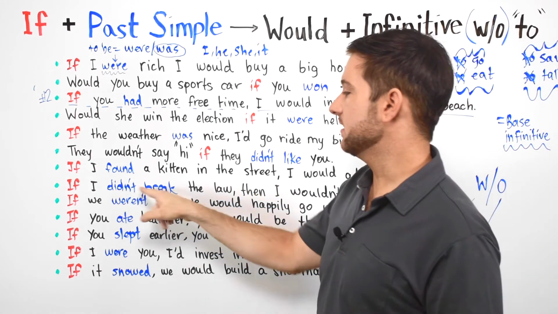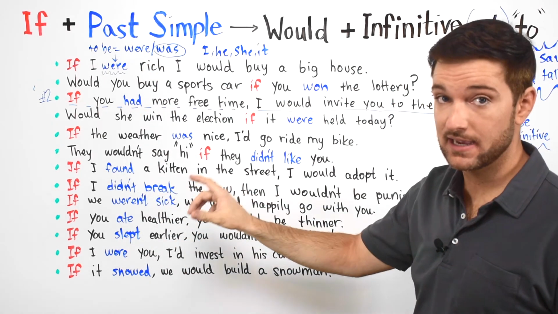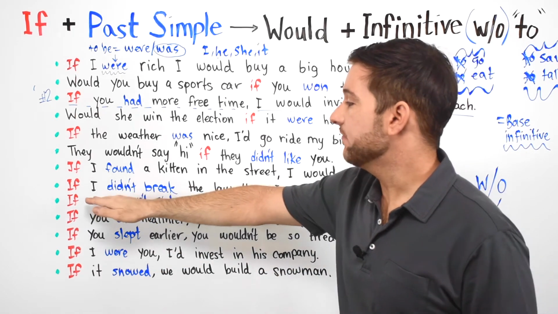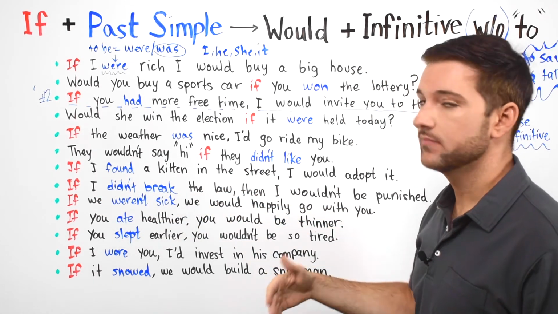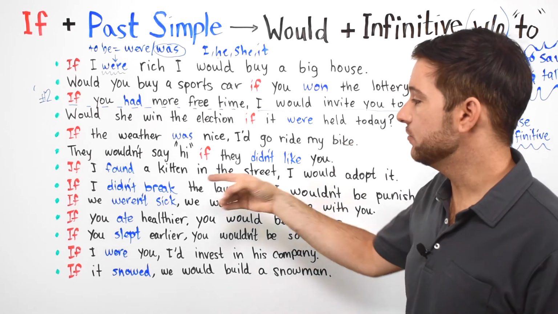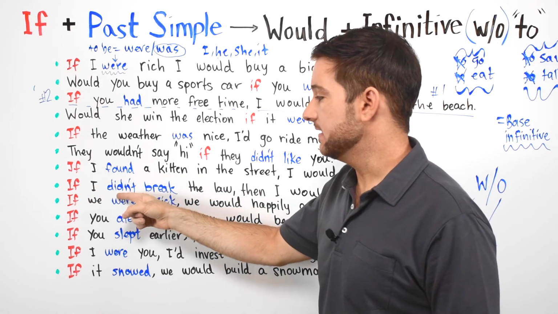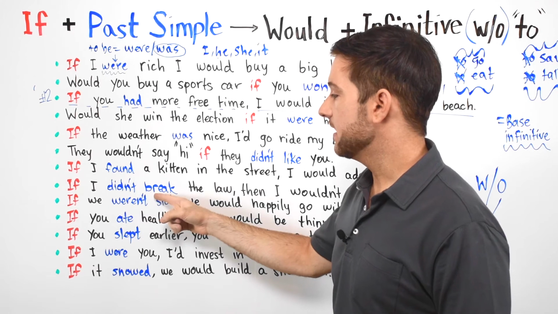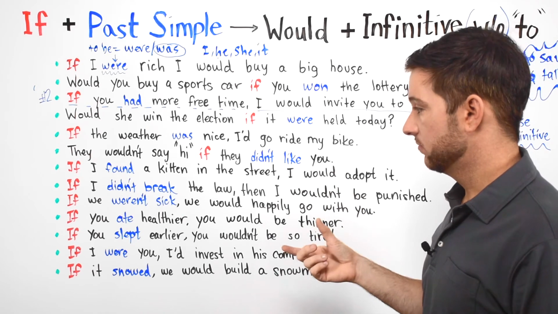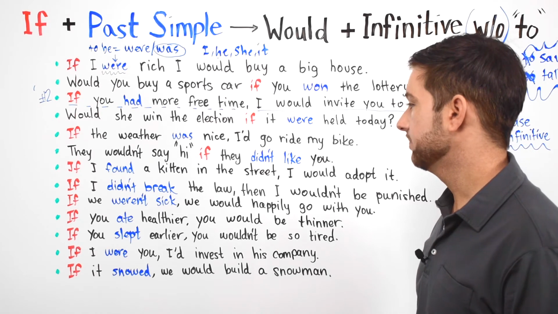Okay, remember, didn't break. That's the past simple coming from the verb to break, but in the negative. Remember, if it wasn't negative, it would be if I broke the law. If I broke. Broke is the past simple coming from the verb to break. But when it's negative, like in this case, we would say didn't, and then we would say break, coming from the verb to break. If I didn't break the law, then I wouldn't be punished.